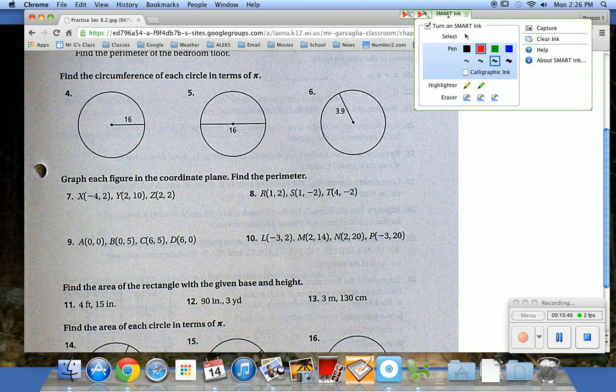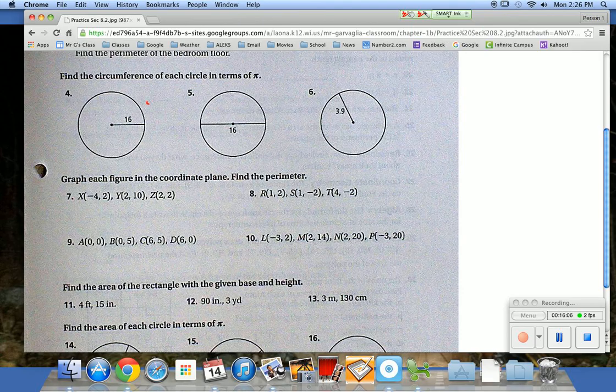Kaylin, I want to find the circumference of this circle. Leave it in terms of pi. What would it be? Well, we got 16 as our radius, right? And we're finding the circumference. Remember, the equation is 2 pi r. What's our r? 16. So it would be 2 pi 16 or 32 pi. That would be your answer.